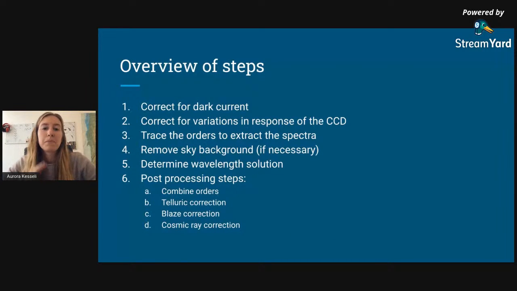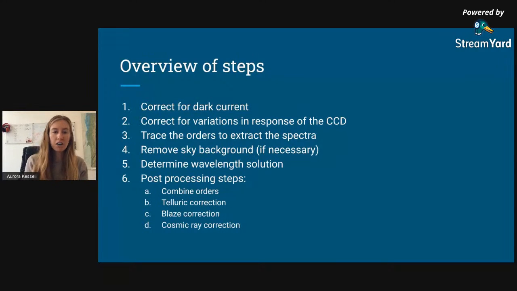So the steps that we're going to be talking about today are how to correct for dark current, how to correct for variations in the response of the CCD. And that basically just means, do different areas in the CCD produce different numbers of electrons if they are given the same amount of light from photons?